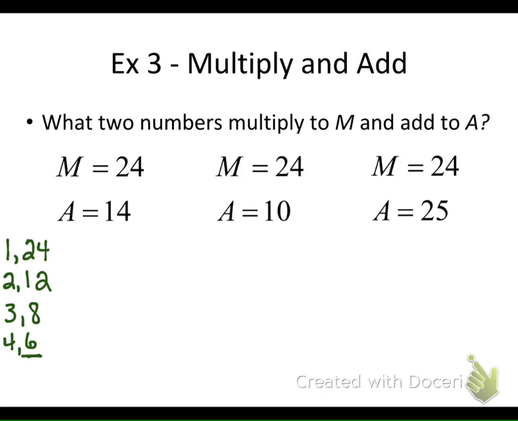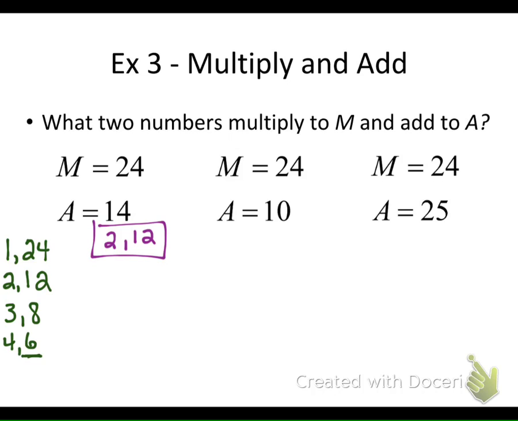Now notice, all of my M's are 24, right? So I'm using all these factor pairs for this 24. So then I'm going to go through and find my A. My A means add. Which of these numbers can I now add together to get 14? 2 plus 12 will be 14. So there's my answer for this first MA. So 2 and 12. So if I take 2 times 12, I get 24. If I take 2 plus 12, I get 14.